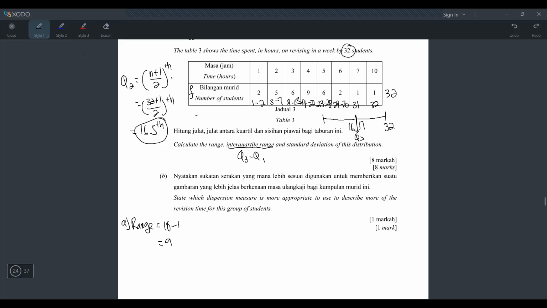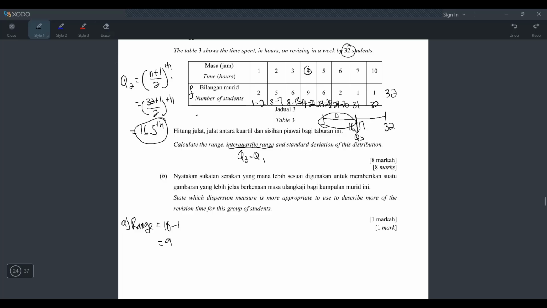So the 16th value is 4. The 17th value is 4 because from the 14th value until the 22nd value, they are all 4s. So the Q2, the median, will be 4 plus 4 divided by 2. But I don't want the Q2. I want the Q1 and the Q3. So how to get my Q1? From your first half, find the middle. From your second half, find the middle. That's how you get your Q1 and Q3.